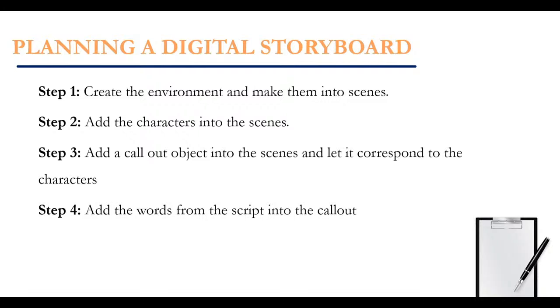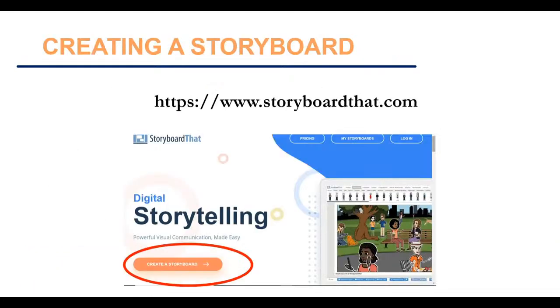The planning of a storyboard entails the following. First, create the environment and make them into scenes. Secondly, add characters into the scenes. Then, we can add callouts into the scene and let it correspond to the characters. Finally, we will add words from the script in.